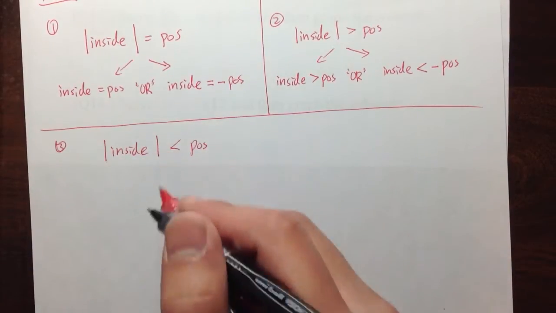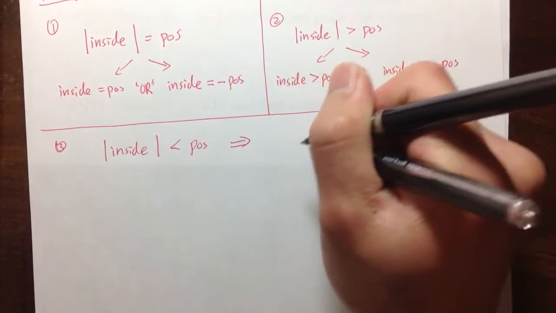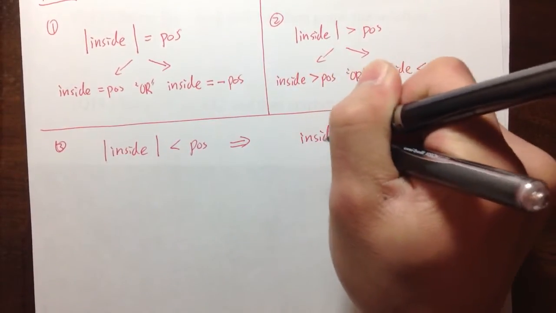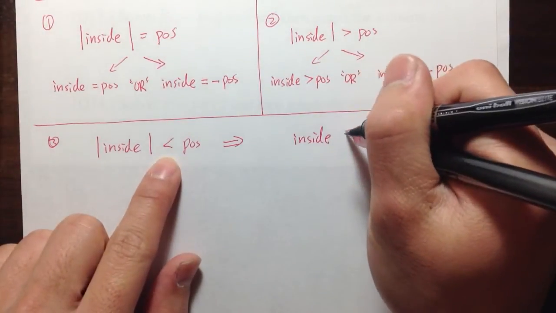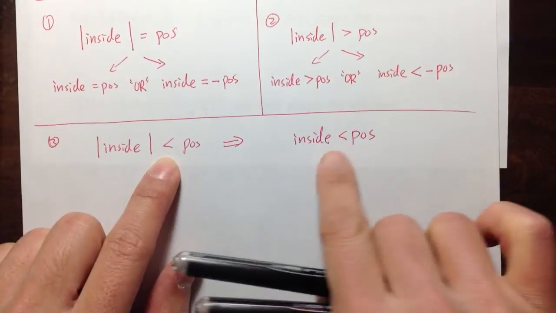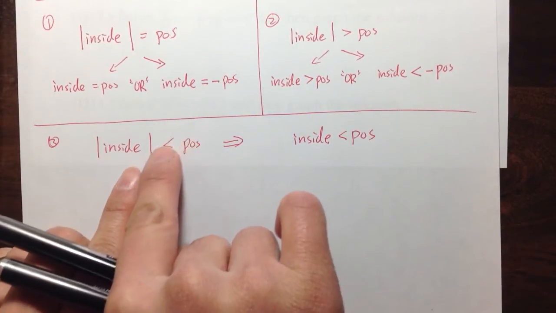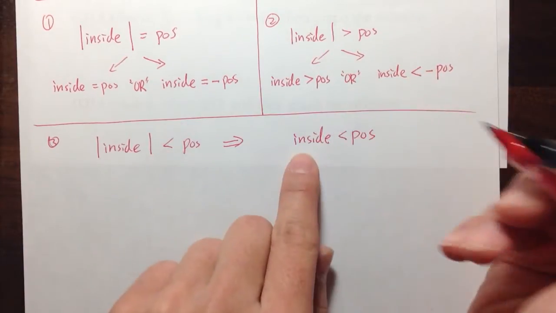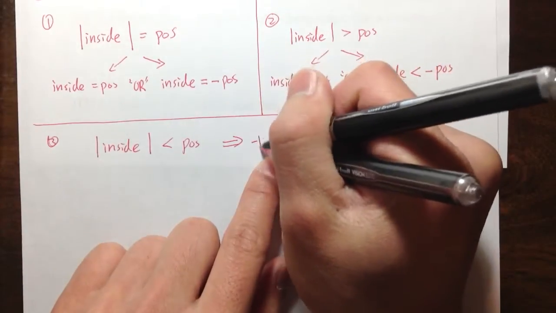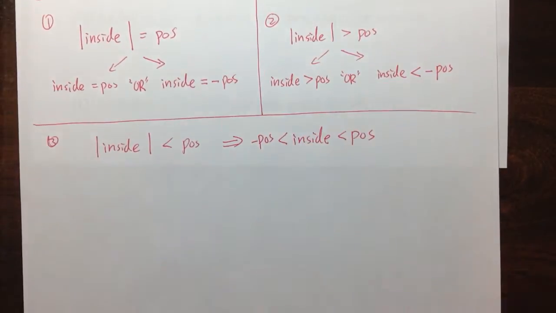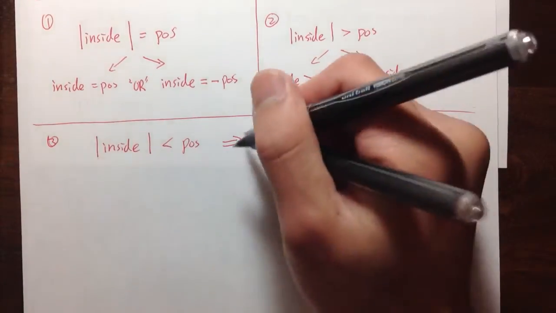For this situation, when you have a less than sign, you are going to put the inside in between. So I'm going to write down the word inside. I'm going to have this in the middle, and then I'm still going to have the less than, less than the positive number. But for this case, when you have the less than case, I'm going to put the inside in between of the positive, and then I'm going to make the negative positive number right here. I'm going to put a negative in front of whatever the positive number that you had first.